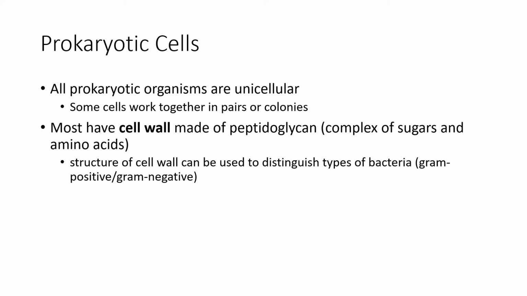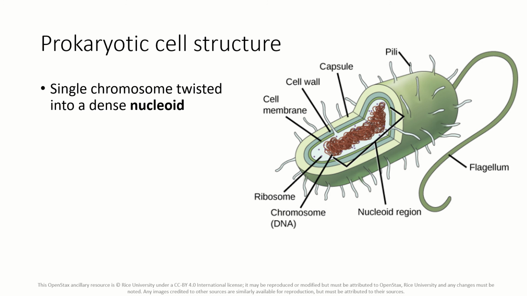The structure of the cell wall can be used to distinguish between different types of bacteria. So there's something called a Gram stain that can very easily distinguish between these two main types of bacteria, or whether they have a cell wall with something around it or not. And those are gram-positive and gram-negative bacteria. So if you've ever heard those terms, that refers to the cell wall and whether there is another layer around the cell wall. So this is what sort of an idealized prokaryotic cell looks like. The single chromosome, it is a loop, and then it's all twisted and bundled up.